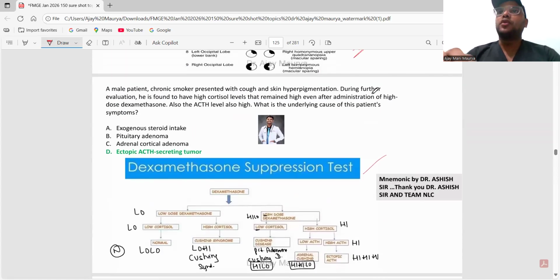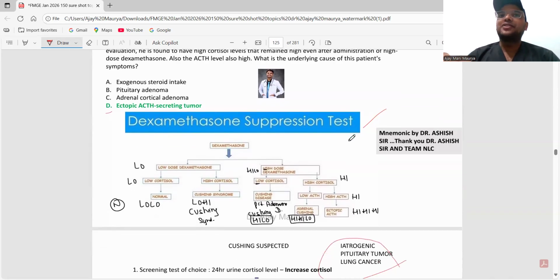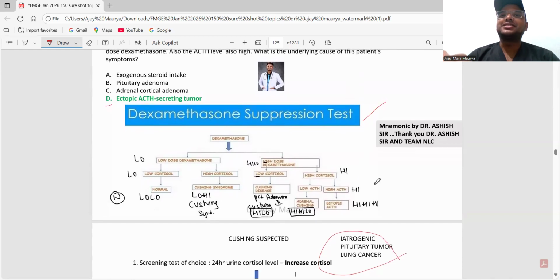This is how they are going to frame the question from here. Read the question first. A male patient, chronic smoker, presented with cough and skin hyperpigmentation. During further evaluation, he is found to have high cortisol level, even after administration of high dose dexamethasone. It means it is the ectopic case. I don't want to teach this one now, I will teach this.